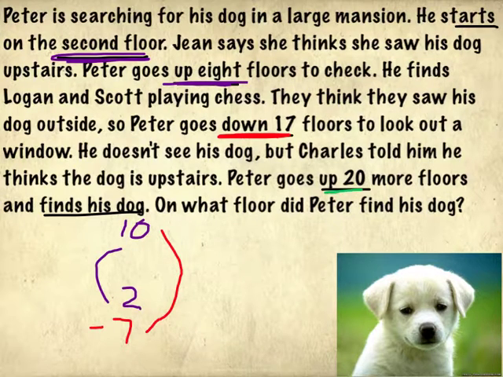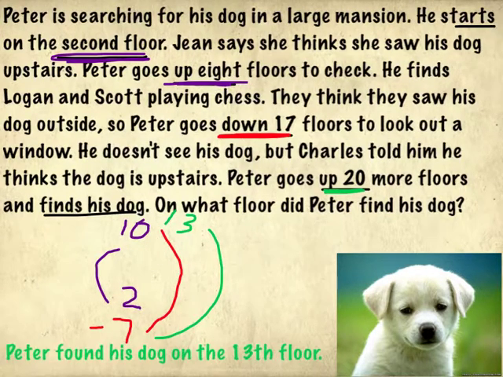Now we're going to go back upstairs. We're going to go up 20. -7 plus 20 is going to give me 13, and that's where we found the dog. So where was Peter's dog? Peter found his dog on the 13th floor.